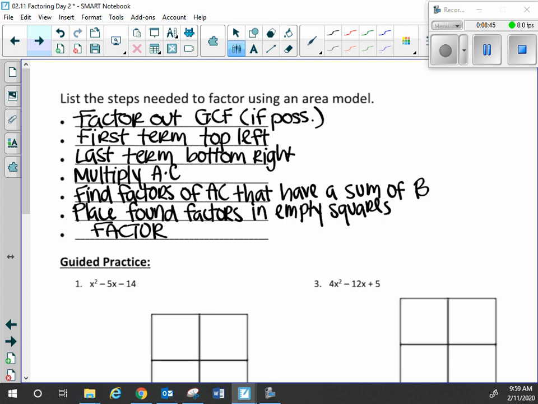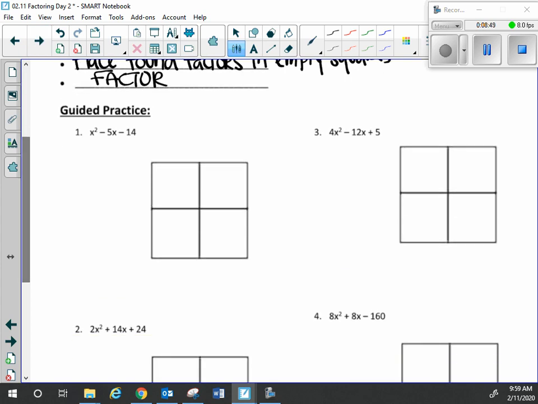Alright, so let's put this into practice a few times. Number 1, what's A? 1. What's B? Negative 5. What's C? Negative 14. Can you factor out a GCF? No. We should have actually addressed that first. You can't factor out a GCF.